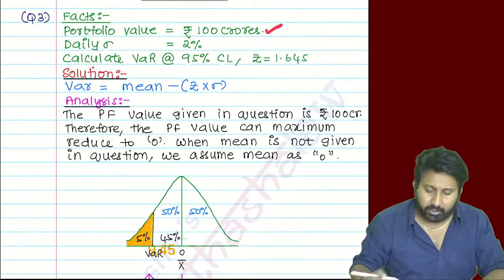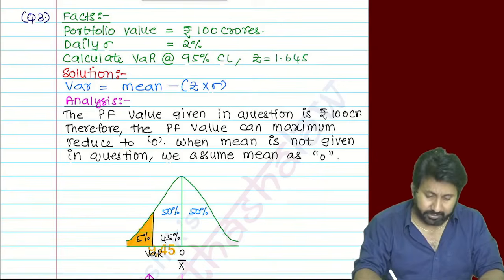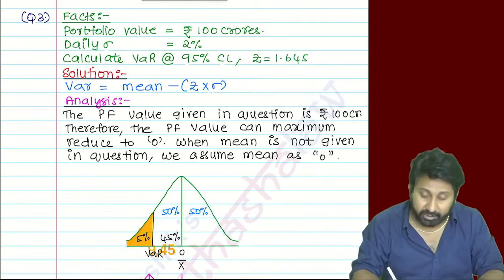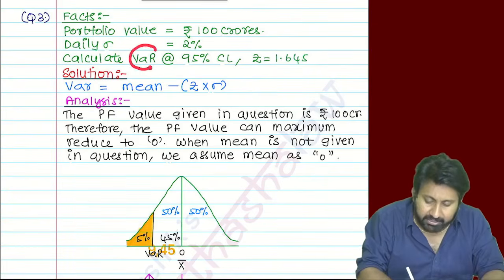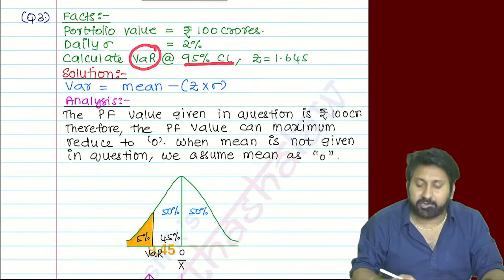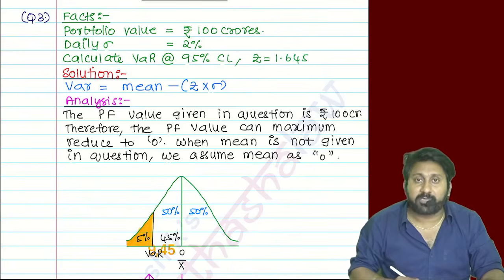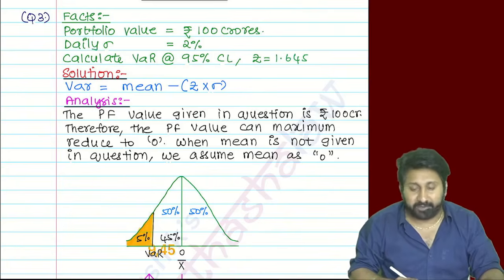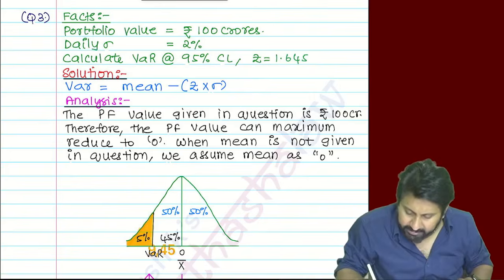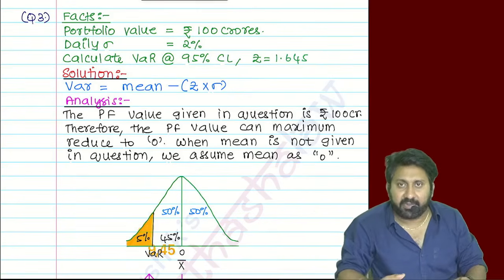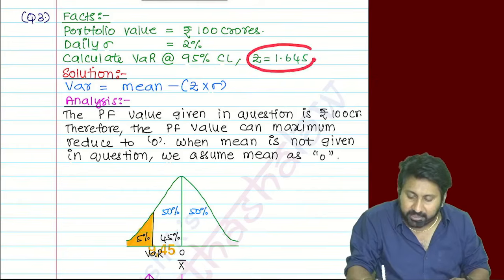Portfolio value 100 crores, daily VaR 2%, sorry, daily standard deviation, I'm very sorry, daily standard deviation 2%. Calculate the VaR at 95% confidence level. The Z value they have only given how much? 1.645. Okay, sir, 1.645 is the value they have given. Yes. Okay, now the question is, how would they have got this particular value?